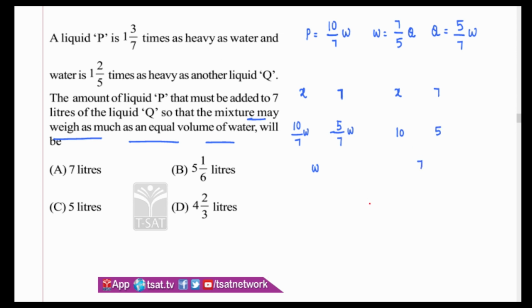So the formula says N1, that is X. The difference between these two is 3. N2, the difference between these two is 2. So X is equal to 14/3, which is 4 2/3. So how many liters? 4 2/3 liters of the mixture.